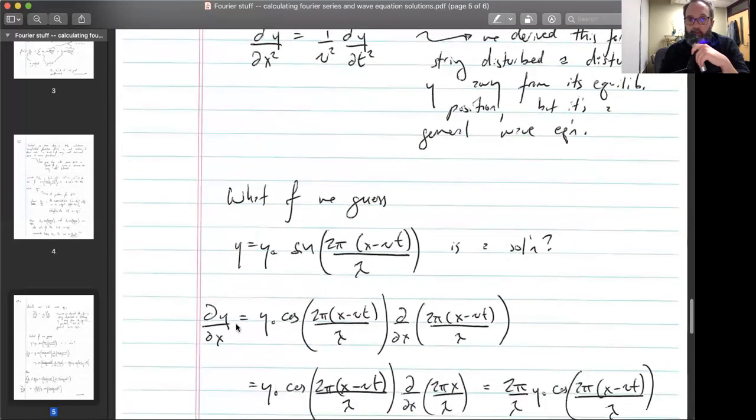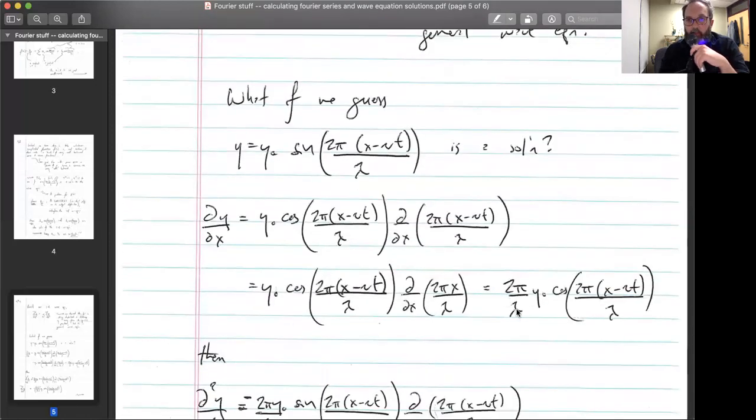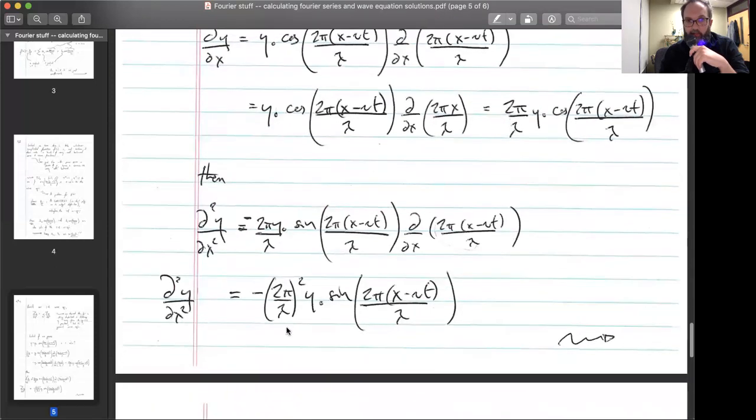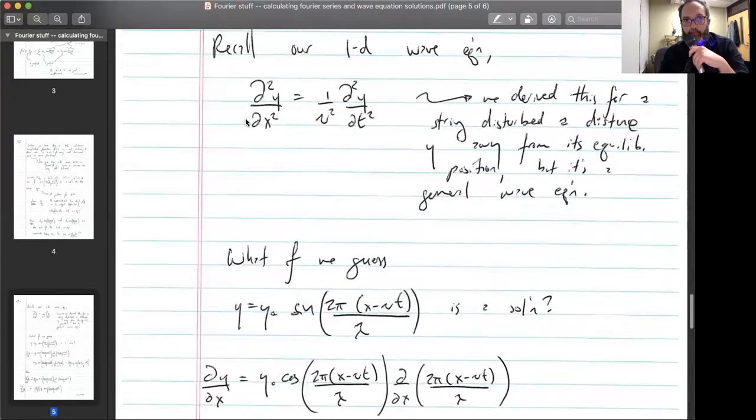All right, so I took the first derivative, dy by dx, and I got this: 2 pi over lambda, y naught, cosine of 2 pi (x minus vt) divided by lambda. And then I took the second derivative, and I got minus (2 pi over lambda) squared, y naught, sine of 2 pi (x minus vt) all over lambda. So that's this term, the spatial second derivative.